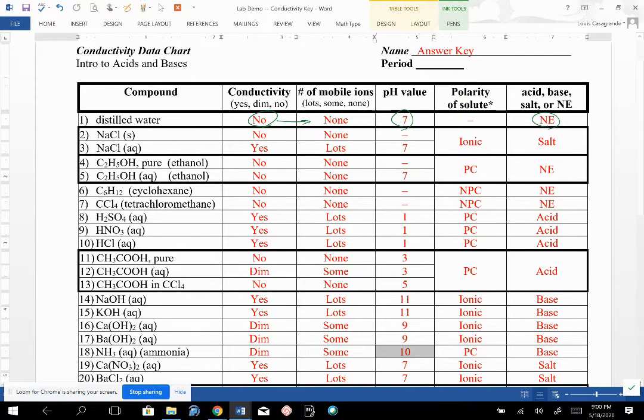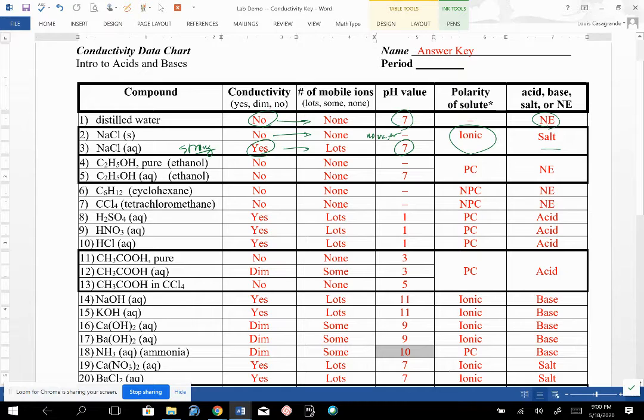Sodium chloride. Sodium chloride is an ionic compound. So remember that ionic compound here. As a solid, there's no free ions because it's the solid state, so no conducting electricity, and no pH as well because there's no water. You need water to have pH. So without water, you can't have a pH. Sodium chloride, when you dissolve it, lots of ions and strong conductivity. Still neutral, pH is 7, and we call that a salt.